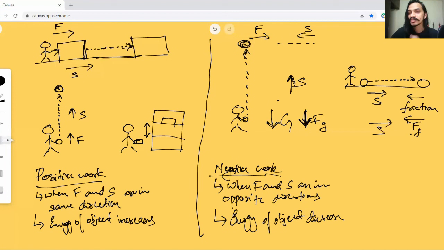All right, so that's all for today. I'm going to stop here. Tomorrow we'll come back and look at how we can measure this negative work, and take a couple of examples of it.